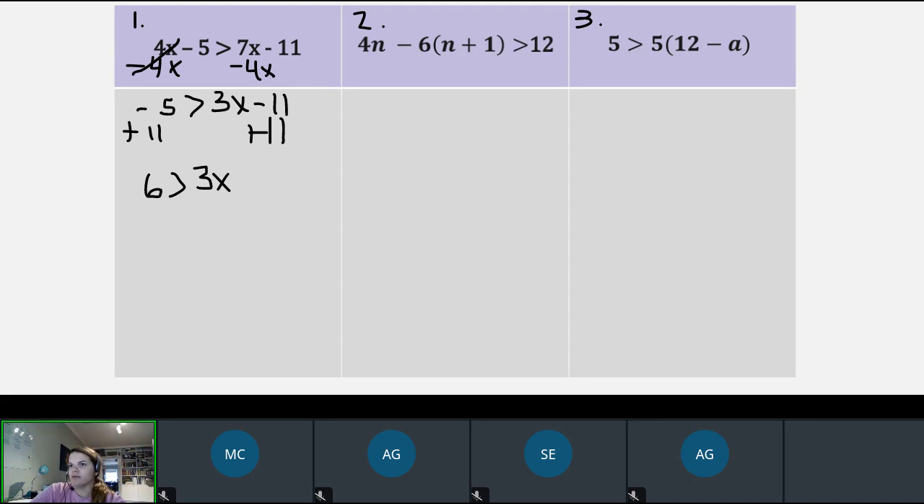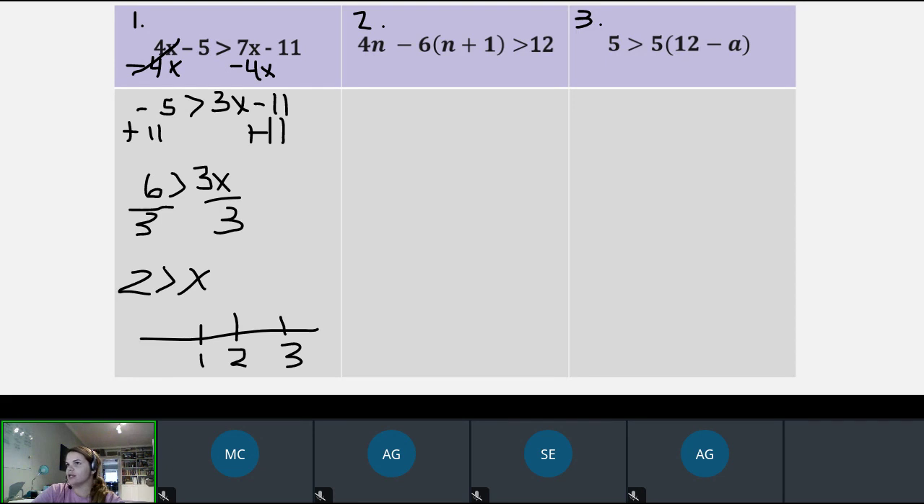Good. So everyone divided by 3. Okay. So it would be 2 is greater than x. So if I want to graph this, would I shade to the right or the left? I know I'm going to have an open circle. Let's think about this. 2 is greater than x. So whatever number I plug in over here on the right-hand side has to be less than 2.